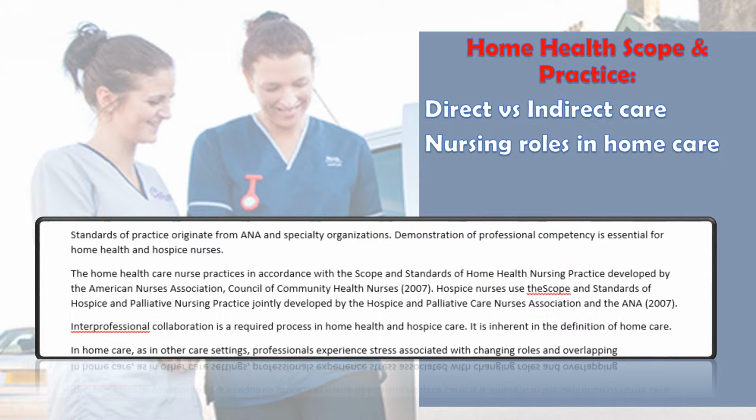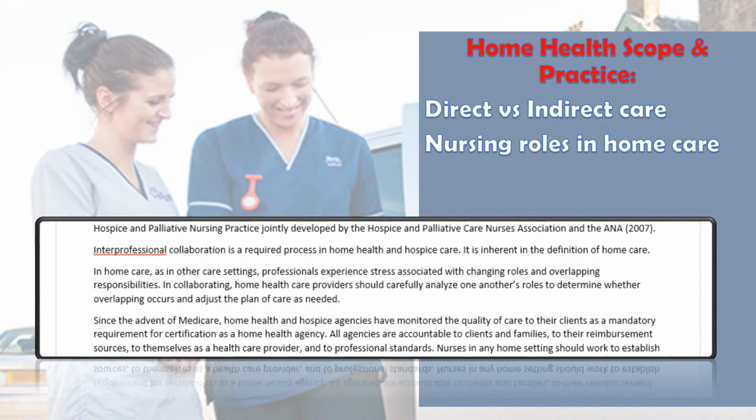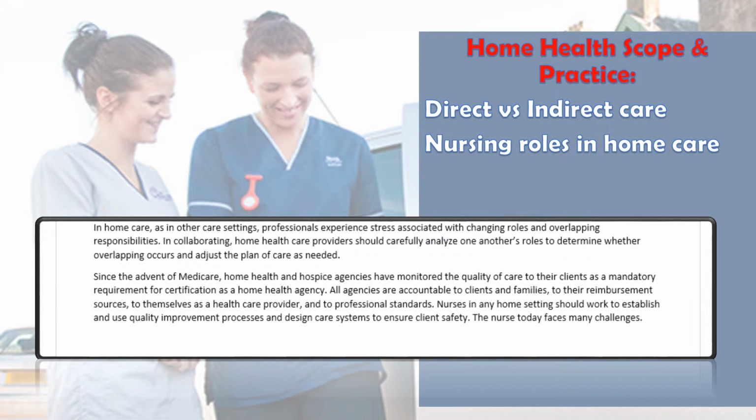Okay, interprofessional collaboration in this regard is very important. In home care settings, home care is associated with a lot of overlap, so collaboration is key in being able to make sure that you provide the best care. Since the advent of Medicare, home health and hospice agencies have strict monitoring and mandatory requirements for what a nurse does in the home. There are a lot of challenges that nurses in home health and hospice face, and they must be accountable to regulatory guidelines.